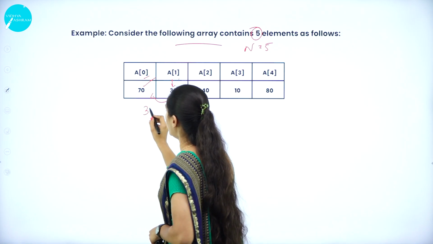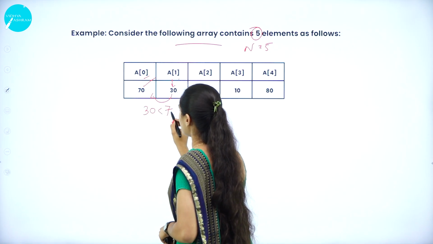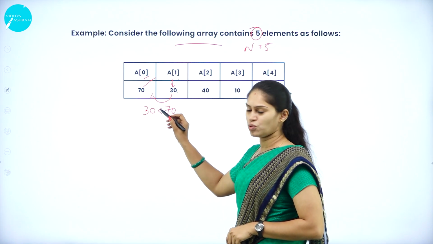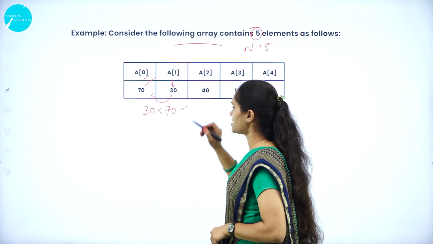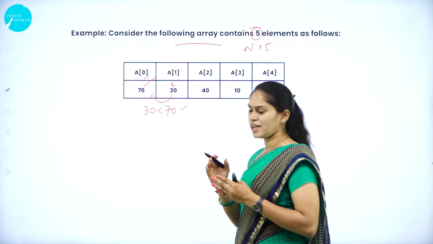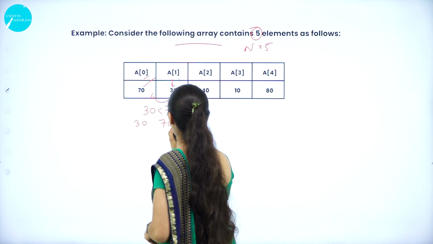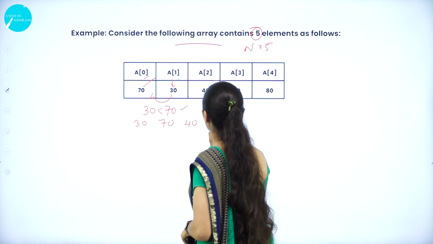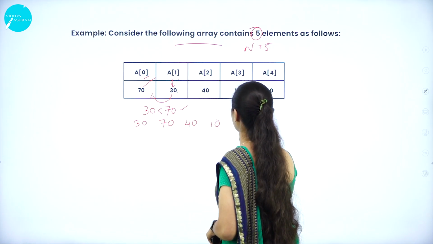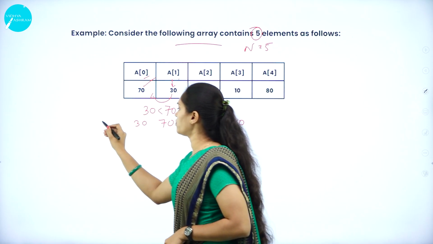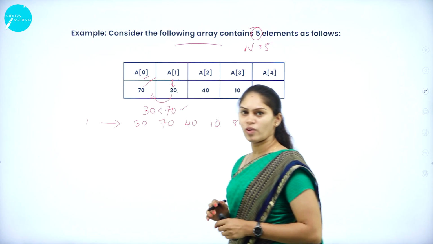So, that means what? Is 30 lesser than 70? Yes, it is true. That means 30 is lesser than 70. So, what will be the value now? It becomes 30, 70, 40, 10 and 80. So, this is what is going to happen in step 1.